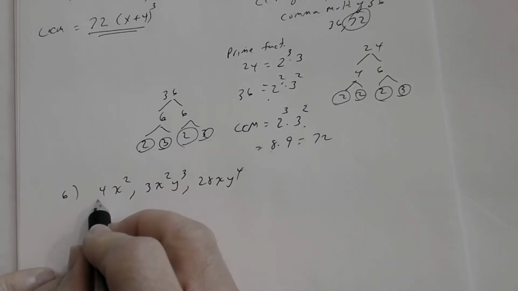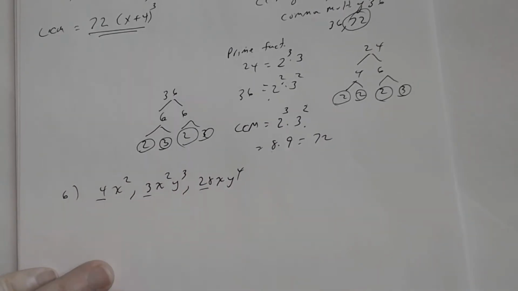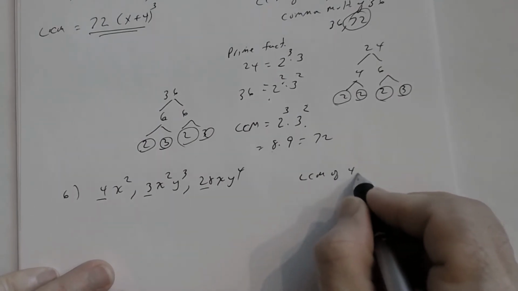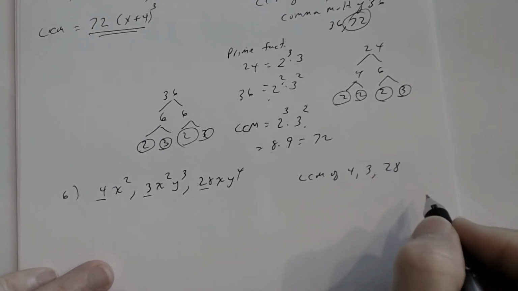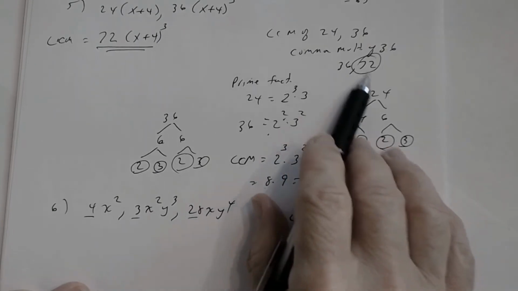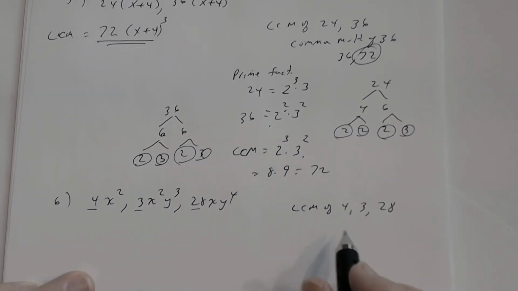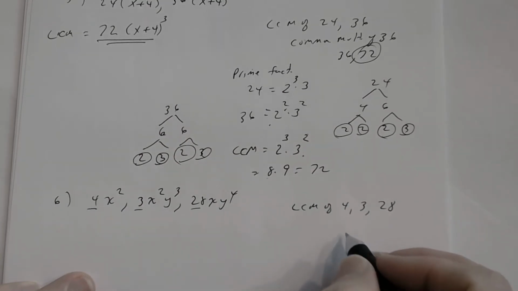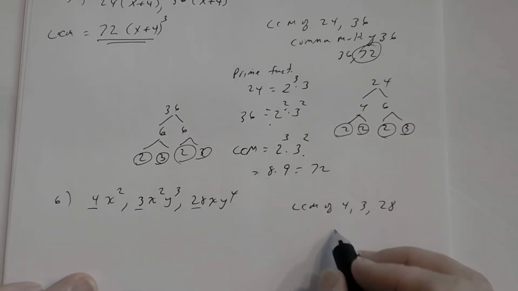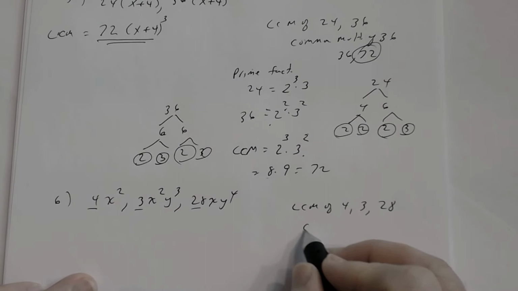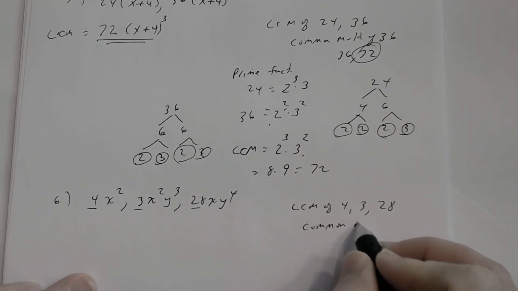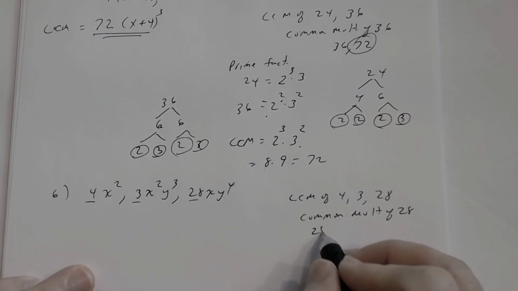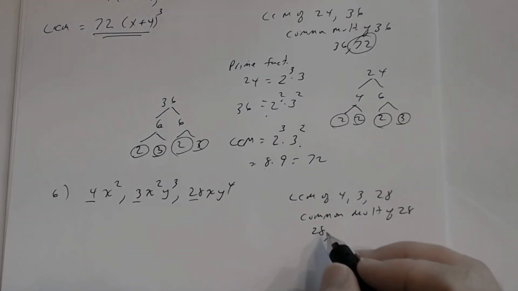So let's look at the coefficients first, 4, 3, and 28. So let's find the least common multiple of 4, 3, and 28. So again, if you want to look at this in terms of common multiples of 28 and see which one 4 and 3 goes into evenly, then that will be your least one. So the common multiples of 28. 28 times 1 is 28. The question is, does 4 go into 28?